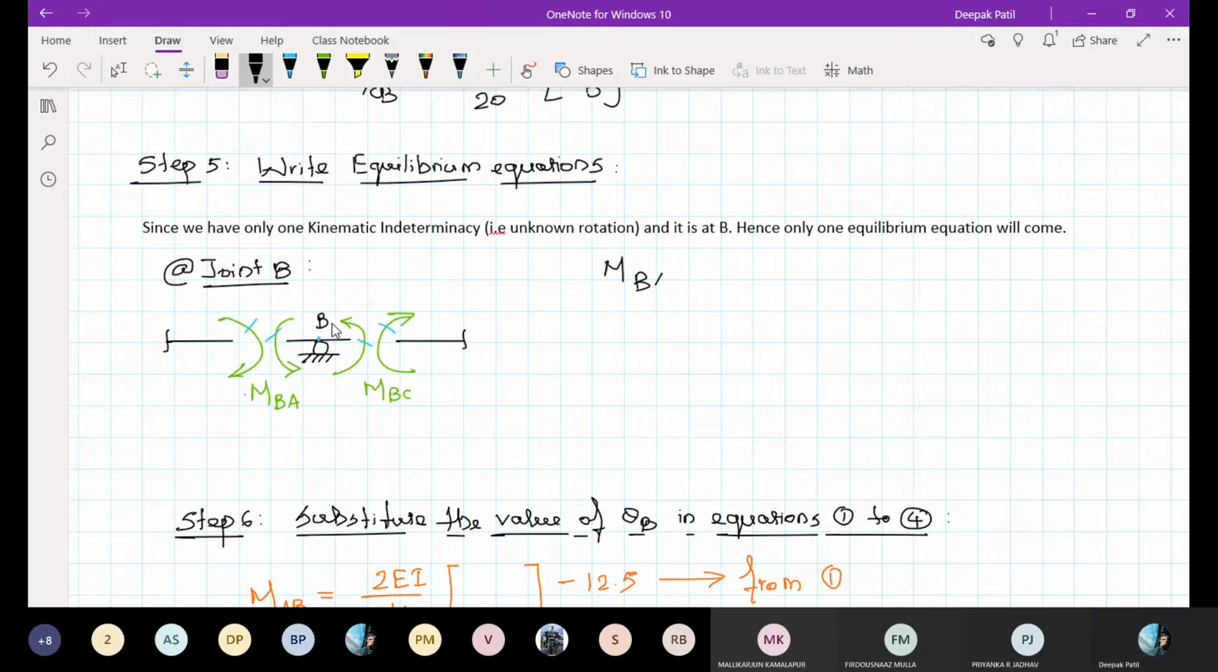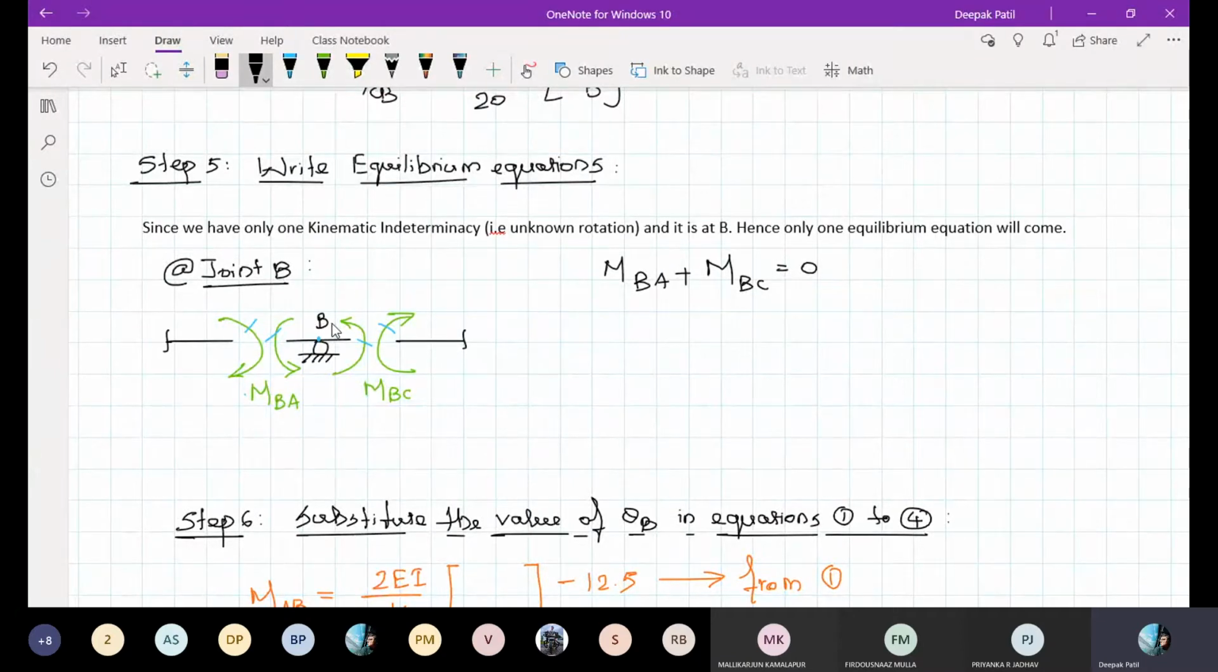MBA plus MBC equal to 0. Students, can I write like this? I know that since it is a roller support, the net moment should be equal to 0, right? So MBA plus MBC should be equal to 0. Is that okay? Yes, sir. Because B is a roller support, the net moment at the roller support should be 0. But the moment equation I have written is MBA and MBC equal to 0.